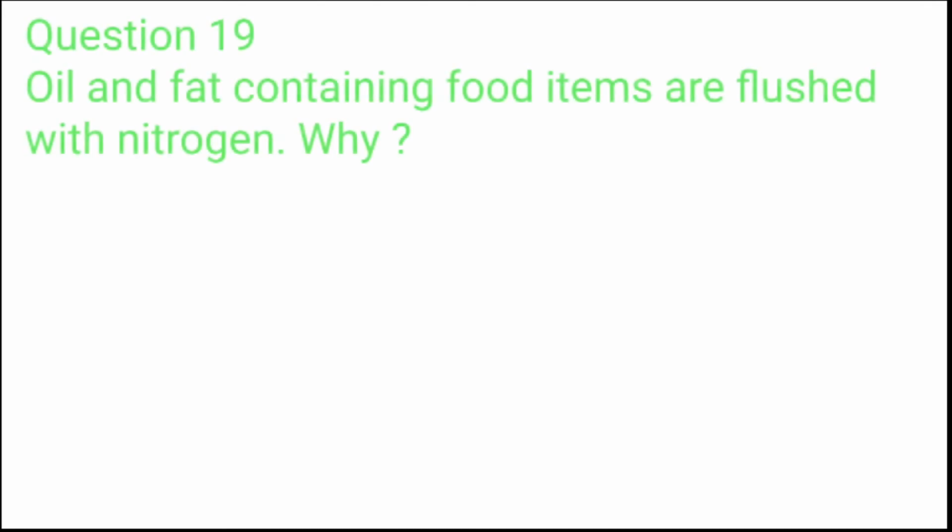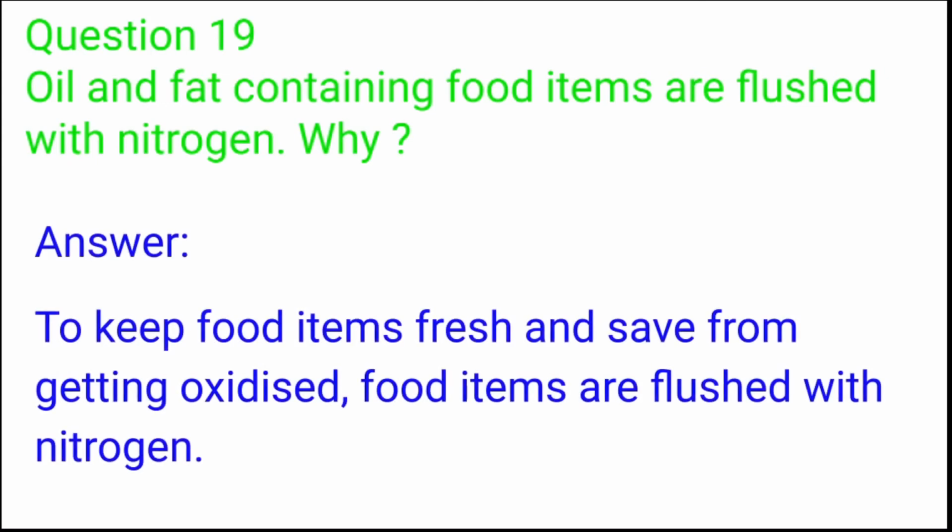Question number 19. Oil and fat containing food items are flushed with nitrogen. Why? Answer is to keep food items fresh and safe from getting oxidized, food items are flushed with nitrogen. Let's move on to the last question.